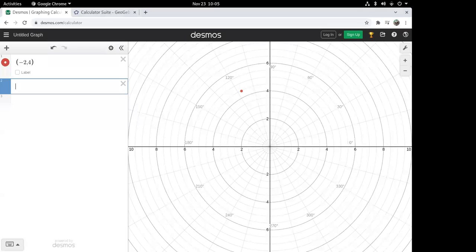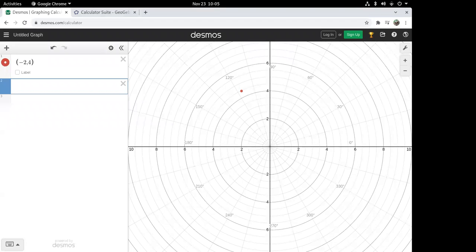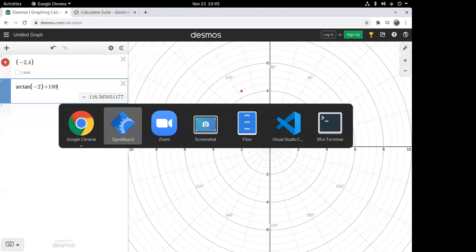So here I have my Desmos calculator, which I did 2 things. I put it in polar mode so I can see angles there with degrees. And then I put it in degree mode instead of radian mode. So I would have to be conscious of our angle. And then I want the arctan, inverse tangent, of 4 over -2, which is just -2. And then I want to add 180 to that. And there's that 116 that I had in my image.